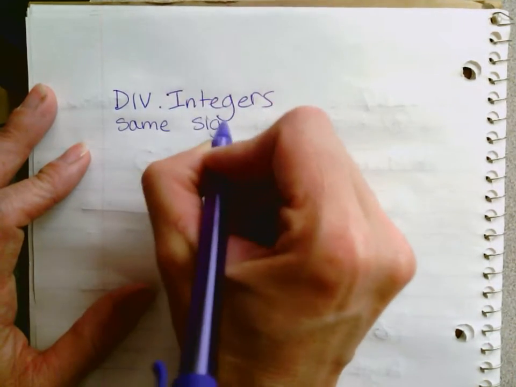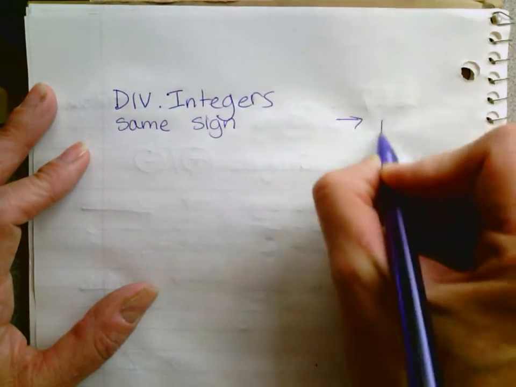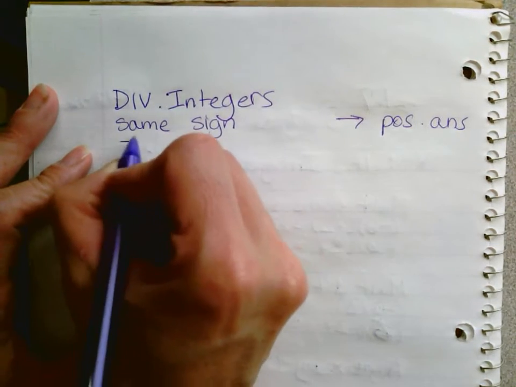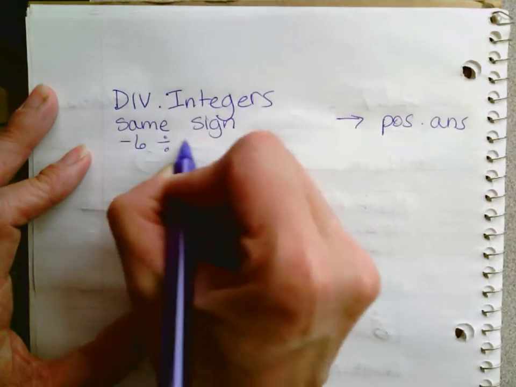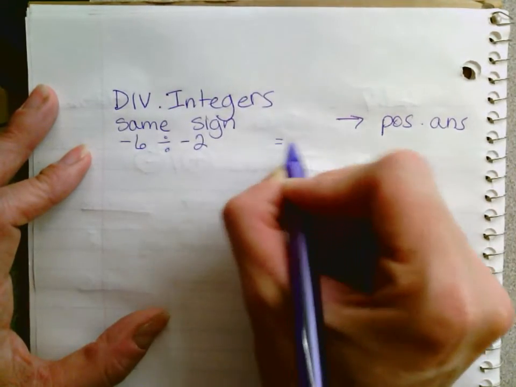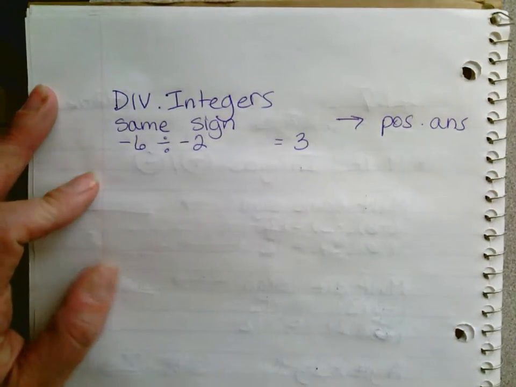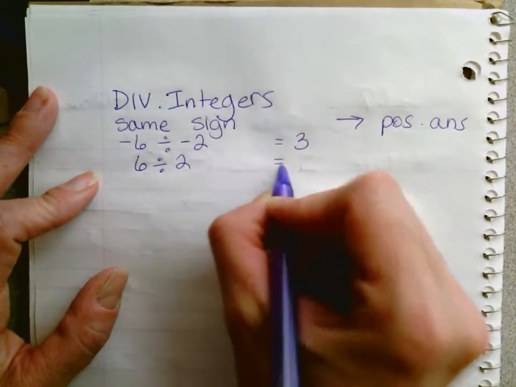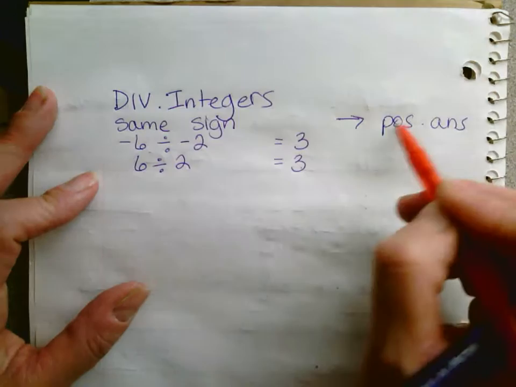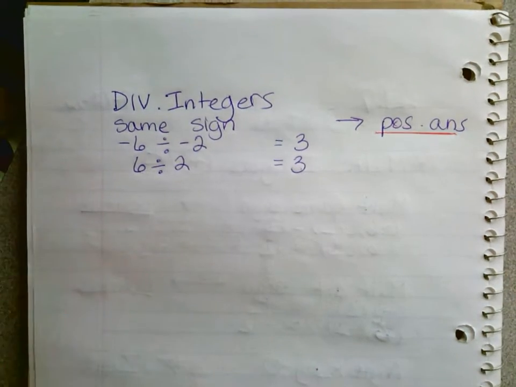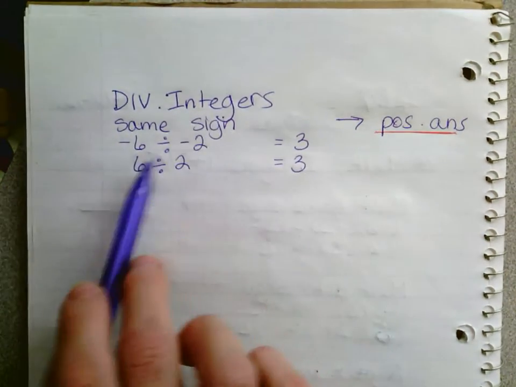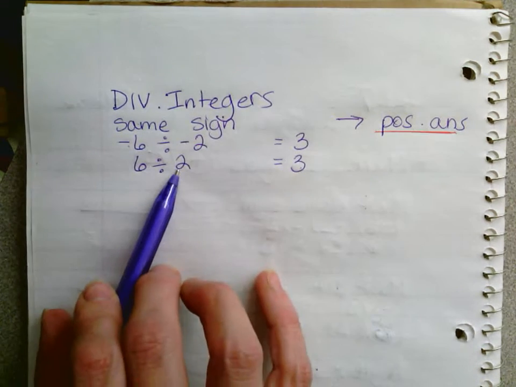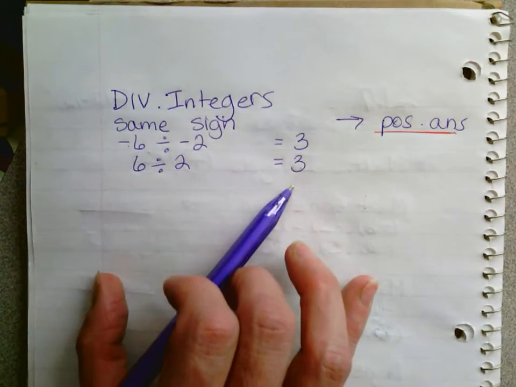Same sign is going to be a positive answer. For example, -6 divided by -2 is going to equal a +3. Or +6 divided by +2 is equal to +3. Both of those have positive answers because they are both the same sign. Dividend and divisor are negative, or dividend and divisor are positive, the result is a positive answer.